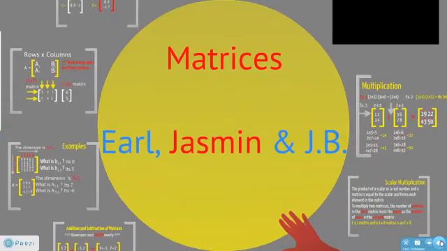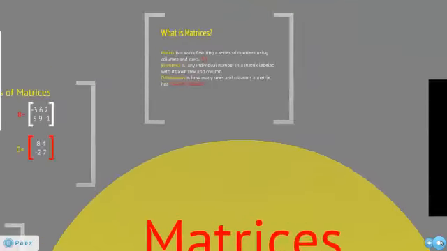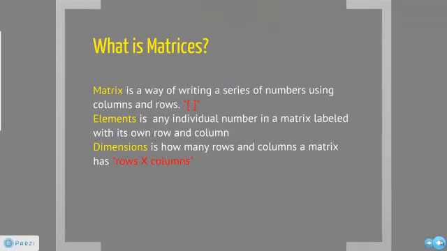So this is Matrices by Earl, Jasmin, and JD. Here we go. What is a matrix? Matrix is actually just the singular of matrices. So a matrix is a way of writing a series of numbers using columns and rows. And this is how the matrix is going to look.